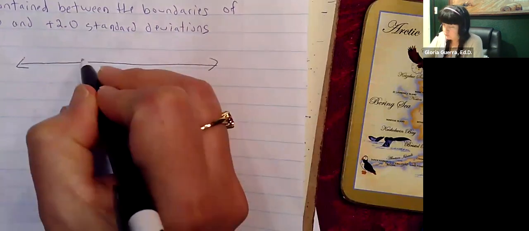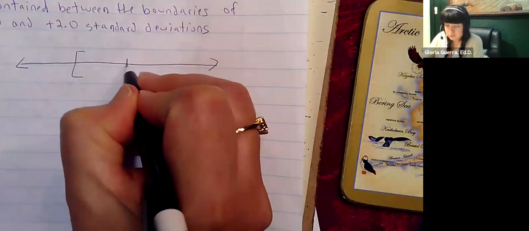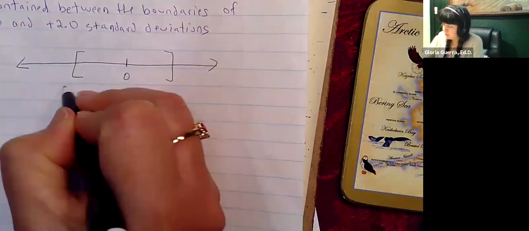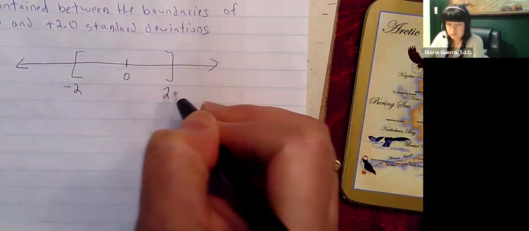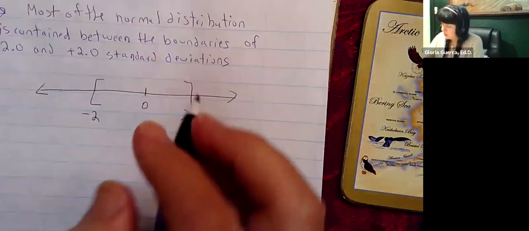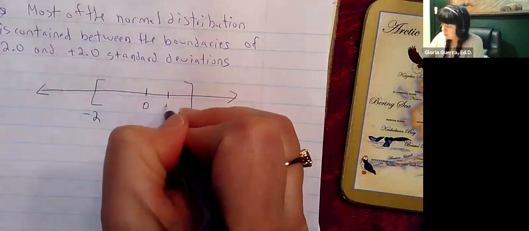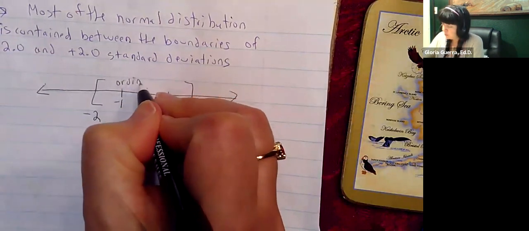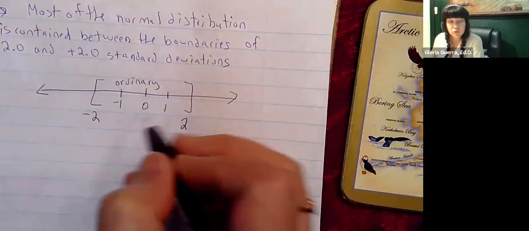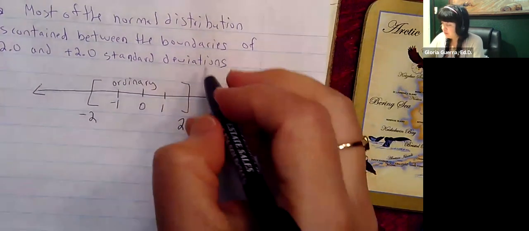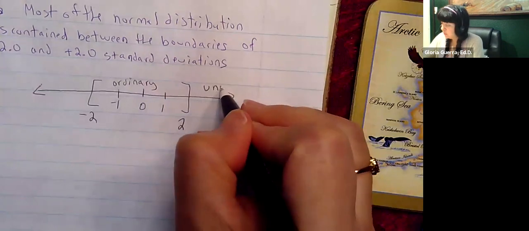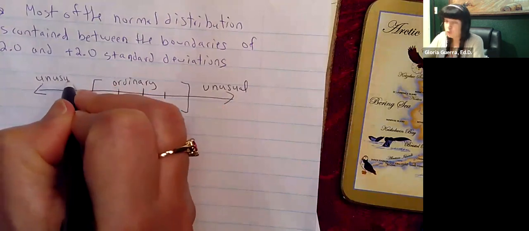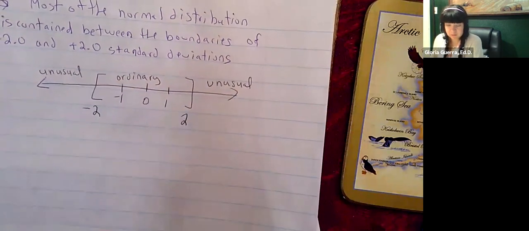And let me draw this. So here's, say, here's 0, right? And then this is -2 to 2, okay? And so here's 1 and -1. So if you have something that sits within this -2 to 2, it's considered ordinary. But if you have something that sits outside, then it's considered unusual. That's kind of what that means, okay?